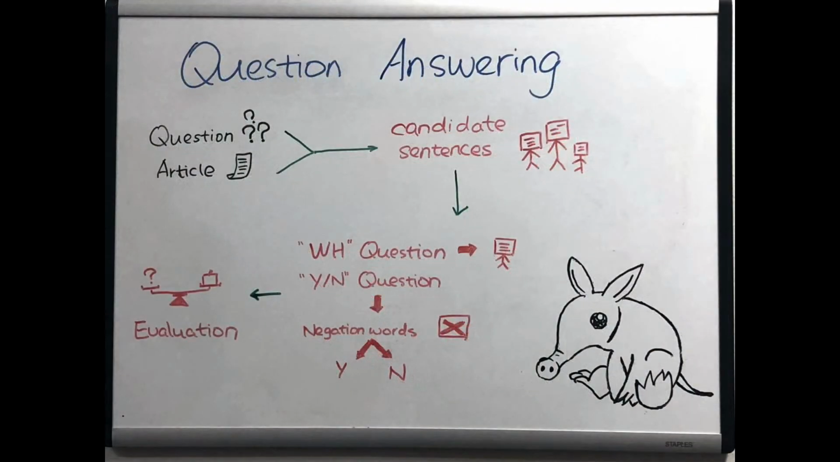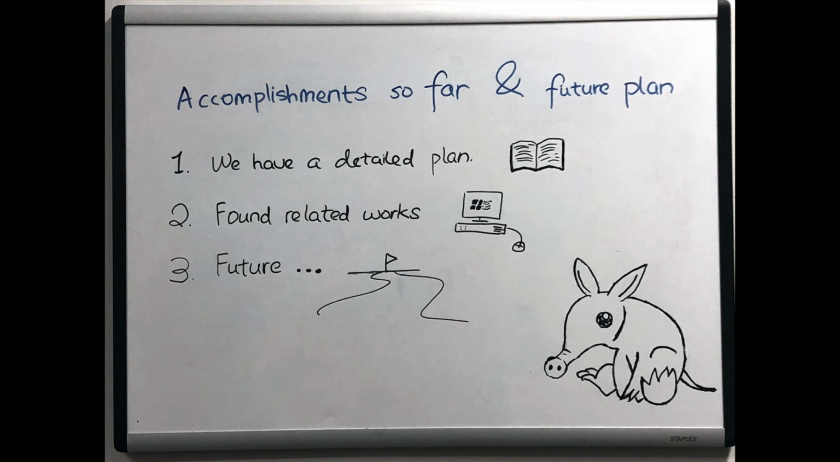We also want to include an evaluation system for our answering system, and the detail is yet to be discussed. At this point, we have made a very detailed plan. We have gathered information about related works which would inspire us on the design choices, and in the future, we're going to implement the system according to our plan.